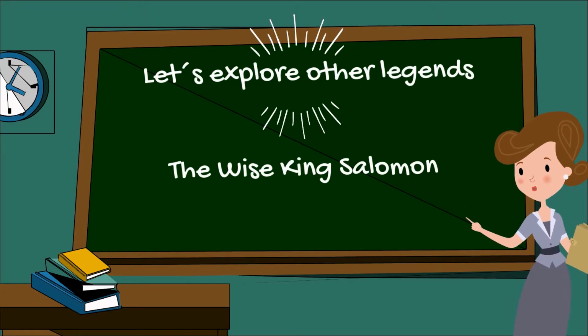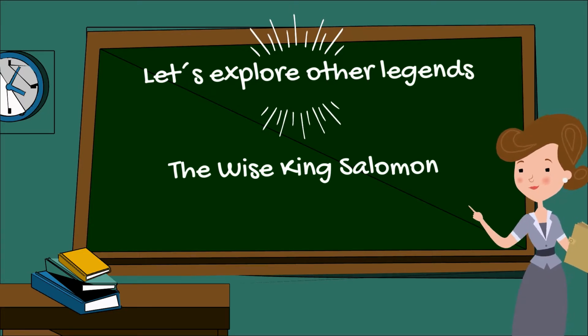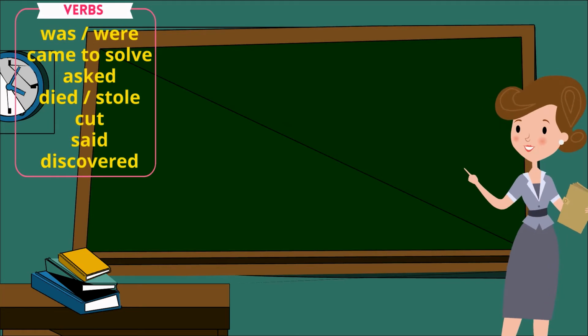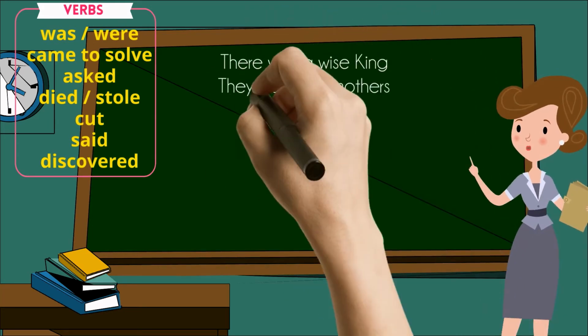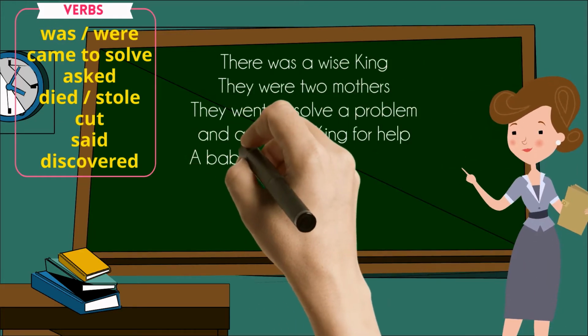Now we're going to practice with a different legend, the legend of King Solomon. Solomon is the main character, and the legend has a setting in Israel. Pay attention also to the main events. The verbs on the left are going to be shown in the legend. Read also these sentences so you can have a better idea of what the legend is about.